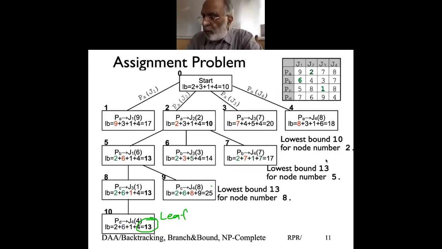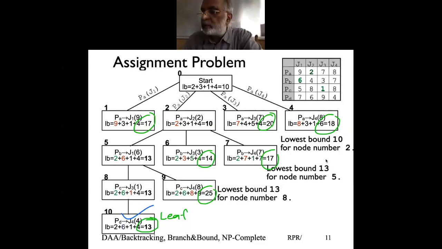This gives me 25. This gives me 17. This gives me 14. This gives me 20. This gives me 17. So this is my best one, and I stop. I don't have to explore. If anything was lower, I would have explored. And this is the job assignment problem.